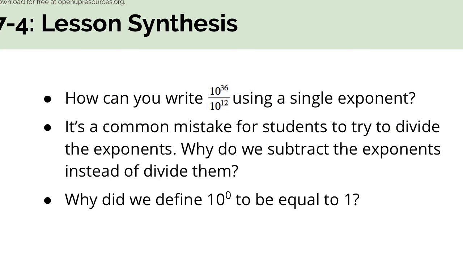I want you to take just one note here. We're just going to talk about this first bullet point. How can we write this using a single exponent? Well, I'm going to subtract my exponents. So it'd be 10 to the, well, 36 minus 12 is 24. So 10 to the 24th power.